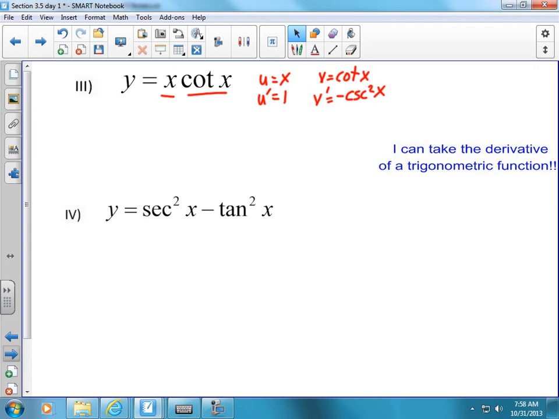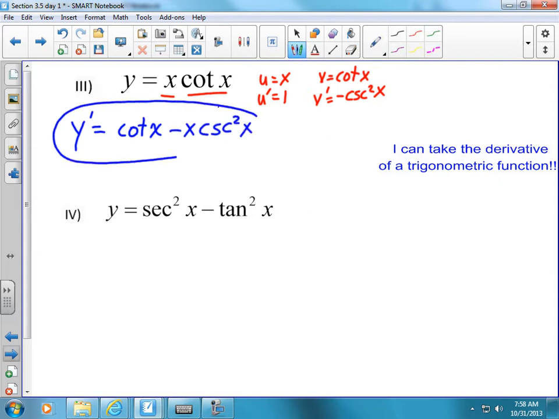All right, so again, we're going to use our product rule knowledge and multiply so that the derivative equals 1 times cotangent plus, it's going to be actually a negative, minus x cosecant squared of x. Okay, you got to know your product rules and your quotient rules.